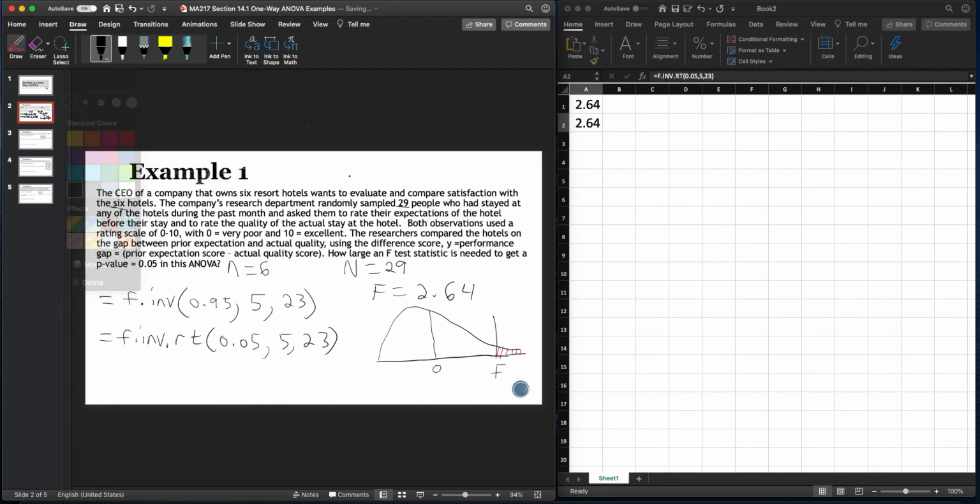Again, this first Excel formula is the area to the left. This bottom one would be the area to the right.